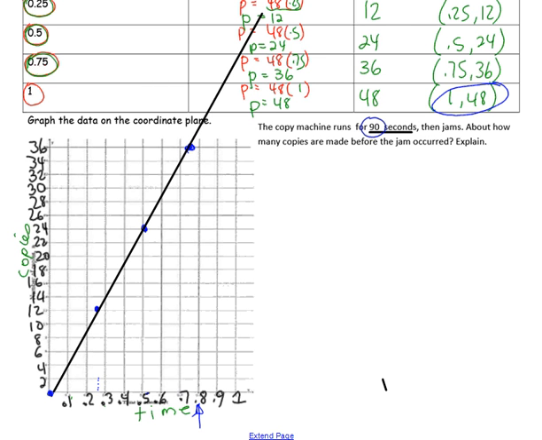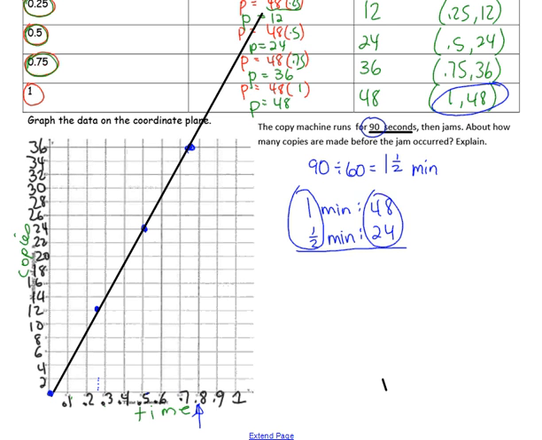We want 90 seconds. So 90 seconds, convert that to minutes. 90 divided by 60 is equal to 1.5. So this is 1.5 minutes. We know the number of copies in 1 minute is equal to 48 copies. And we know that a half a minute is equal to 24 copies. So if we add that up, we get 1.5 minutes, and if we add the number of copies, we get 72. So 72 copies will be made in 1.5 minutes.